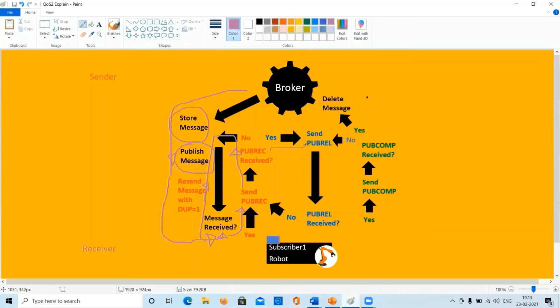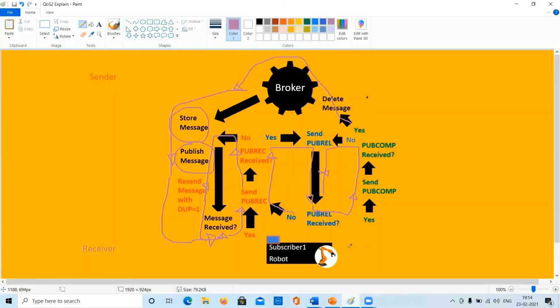Once PUBREC is received, the sender sends PUBREL. Now in this case, if PUBREL is lost on its way, then the receiver once again sends PUBREC, and it keeps on sending PUBREC as long as the sender doesn't receive it. Once PUBREL has been received by the receiver, it sends a publish complete, PUBCOMP, message. Now, in case the PUBCOMP message is lost, the sender keeps on sending the PUBREL message to the receiver. After successfully receiving the publish complete message, the sender deletes the message from the outbound queue. So this completes the round trip.